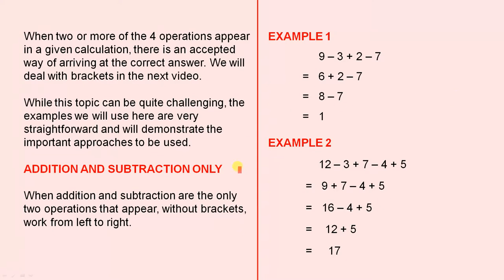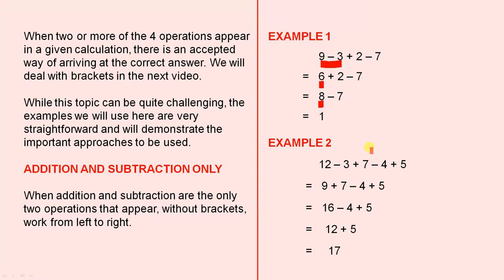Let's assume we have addition and subtraction only. When addition and subtraction are the only two operations that appear without brackets, work from left to right. Example 1, 9 minus 3 plus 2 minus 7. If we do that part first, that gives us 6 plus 2 minus 7. Then we do 6 plus 2 to give us 8. So we have 8 minus 7, and that gives us 1.